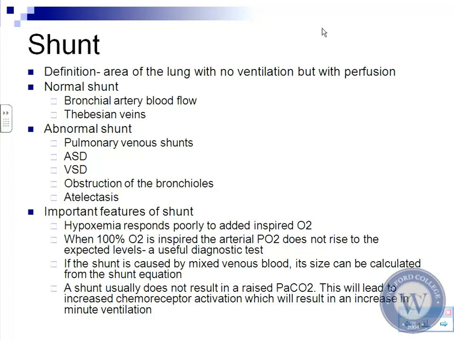But for now, when we give drugs to patients and we inhibit the whole portion of the brain, you're going to knock down the brainstem, you are going to see a 20% reduction in FRC no matter what you do. Now, an important feature of shunt is that the hypoxemia responds poorly to added inspired oxygen. When 100% oxygen is inspired, the arterial PO2 does not rise to the expected levels. I hate when the book says that but never explains what that really means. After I've explained to you just now, I hope that you understand the differences in PaO2 and saturation.